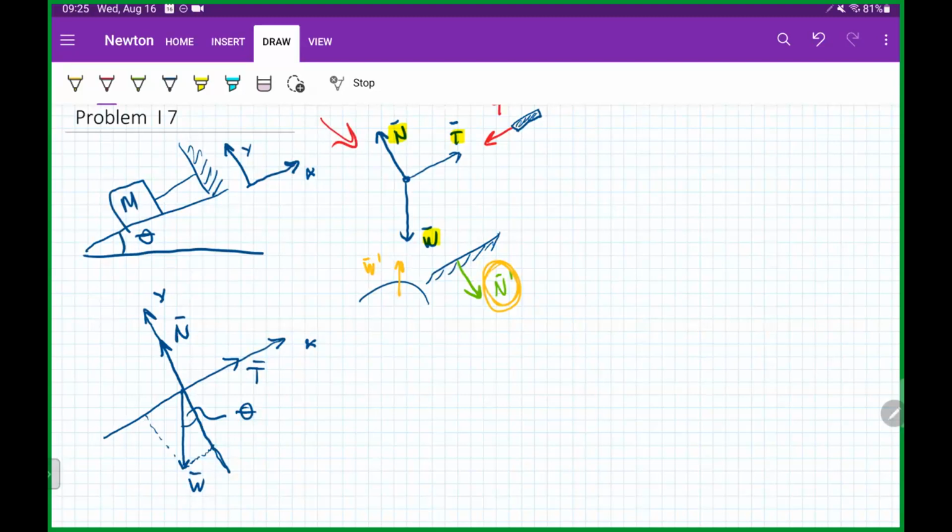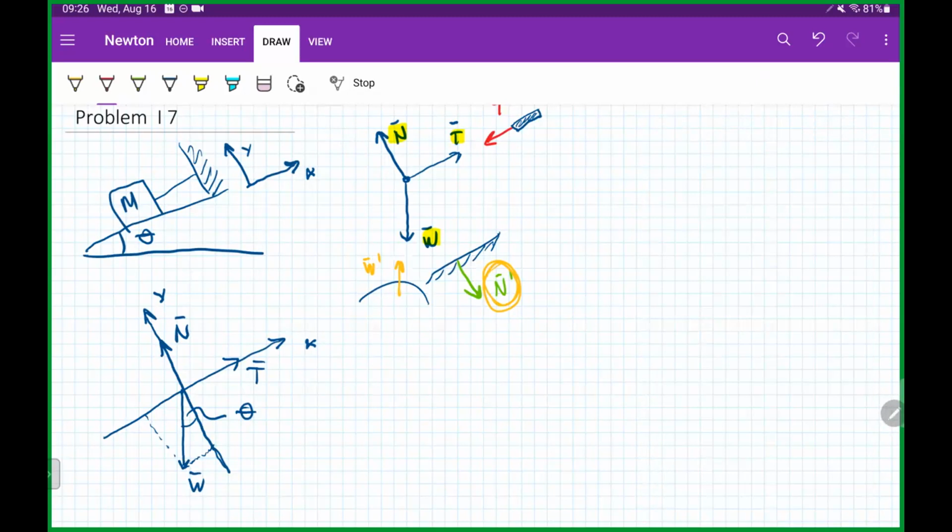Okay, so after you identify the forces, then you choose a system of reference, and then you start doing the calculation for the problem. So this is totally independent from the system of reference you're choosing. Those forces will be there no matter your coordinate system. All right.